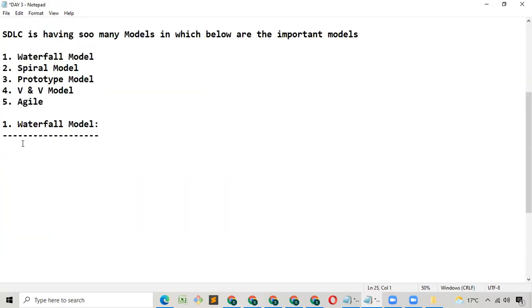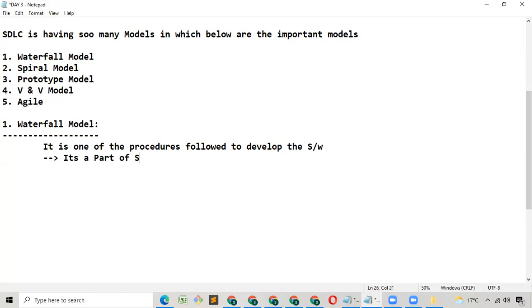Sir, what is the waterfall model? Who invented the waterfall model? Everything I will tell. For the definition of waterfall model, I'll just tell: it is one of the procedures followed to develop the software. Software means SWS. Next, second point: it is a part of.